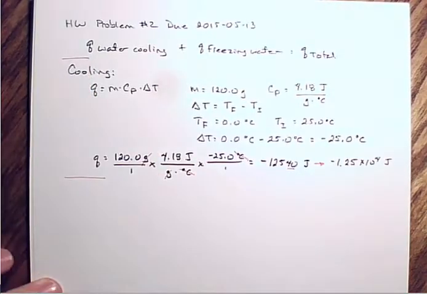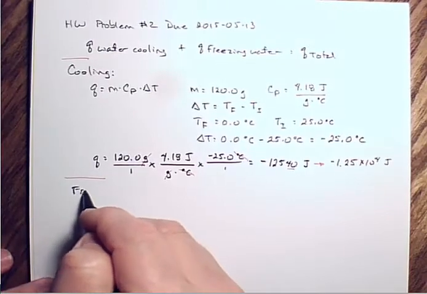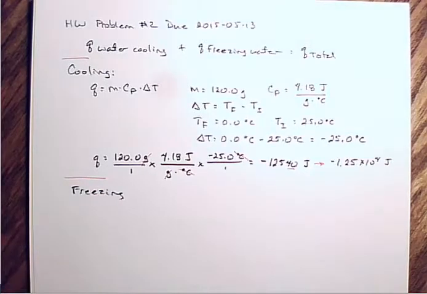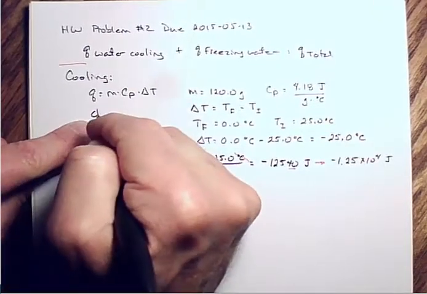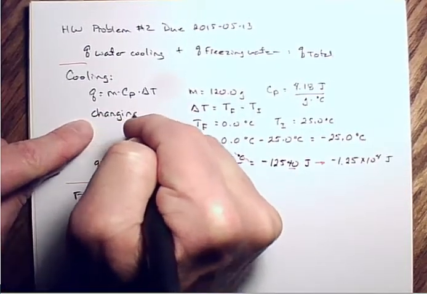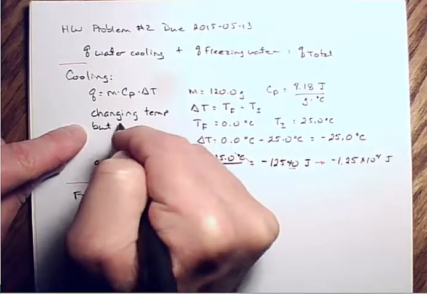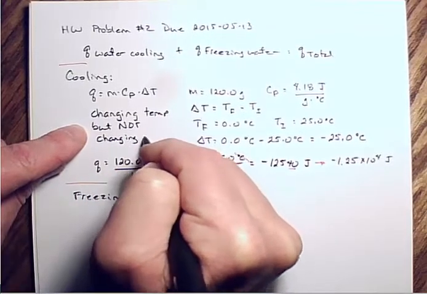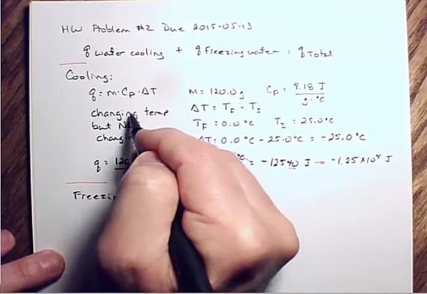Okay, now the next thing is when we're freezing the water. So this same equation is used for any time you're changing the temperature without changing state. Okay, this equation is used for changing temp, but not changing state. Okay, that's when that equation is used.